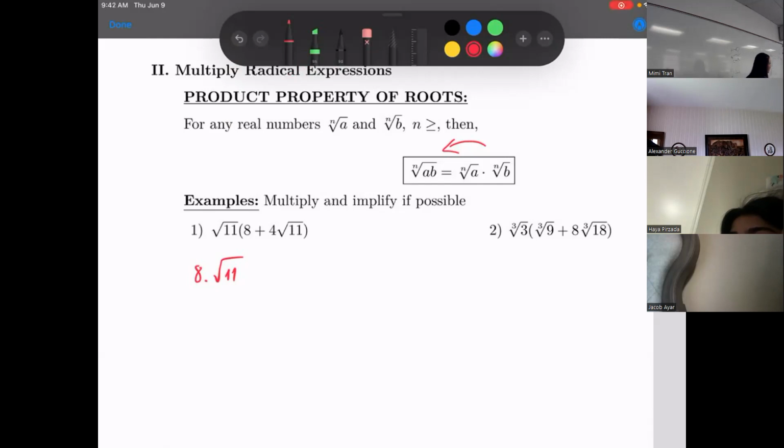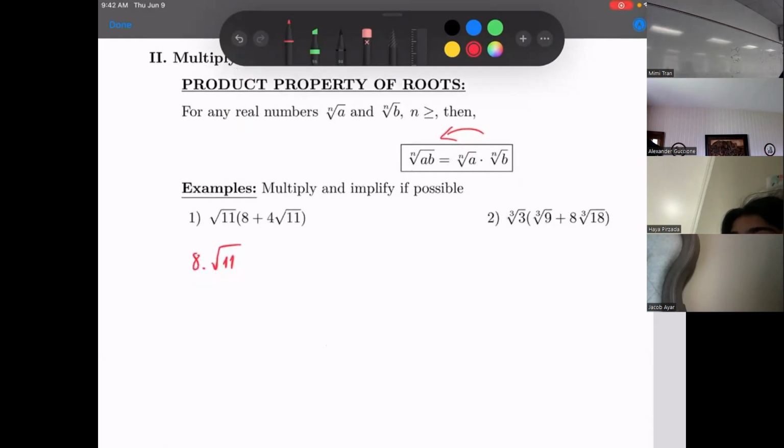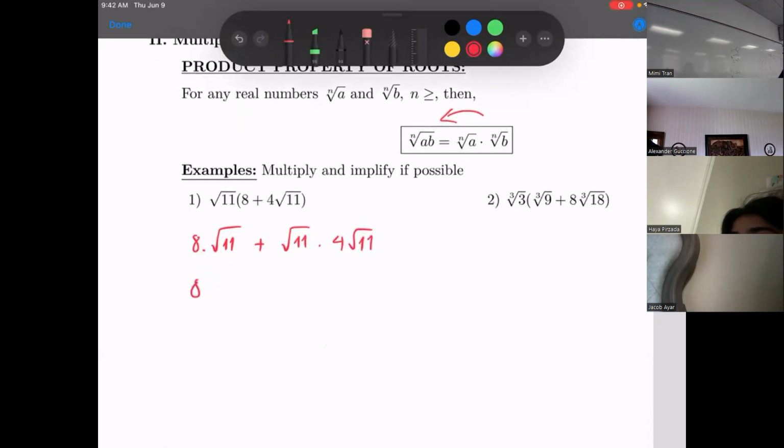8 times 8 is 64, right? But you don't want to do that, right? If it's a number and a root, just multiply them, leave them alone. So square root of 11, I'll do slowly. So square root of 11 times 4 square root of 11. We write this.